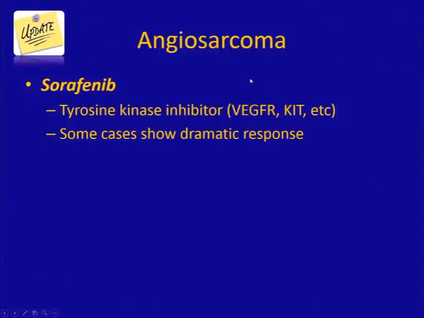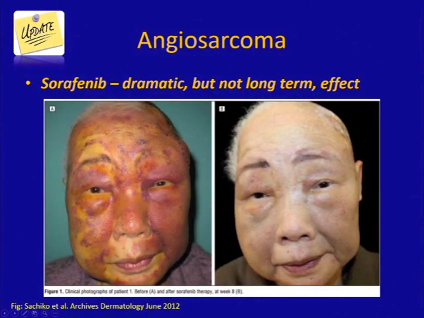So there was a study a few years ago where sorafenib, a tyrosine kinase inhibitor, was used to treat angiosarcoma, and a couple of cases showed very dramatic response. And this was on the cover of Archives of Dermatology in 2012. And you can see this unbelievable response.